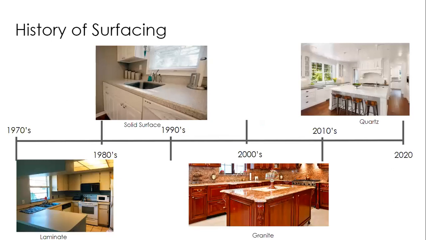The history of surfacing. We had laminate in our kitchens in the 70s. We switched to solid surface in the 80s and 90s. The 2000s were granite, and then over the past decade, there's been a massive shift towards quartz countertops.